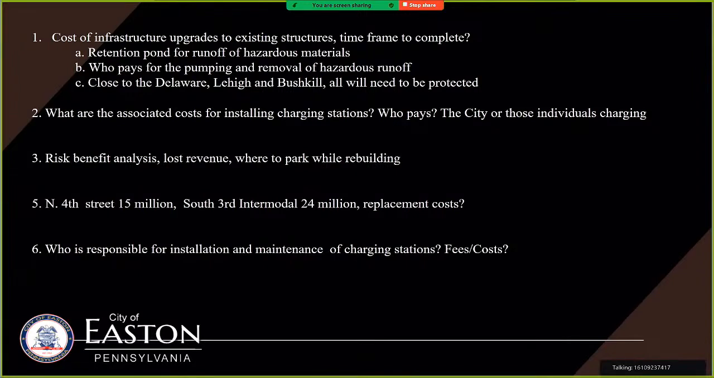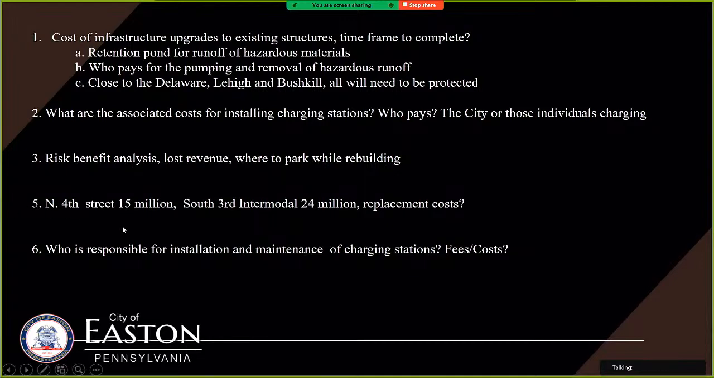So the associated cost for installing the charging station, who actually funds that? Is it the people that are going to be charging their cars? How does that all look in the end? Your risk-benefit analysis with the revenue you're going to lose, and where to park these vehicles if an incident happens in your parking garage, is going to be huge.